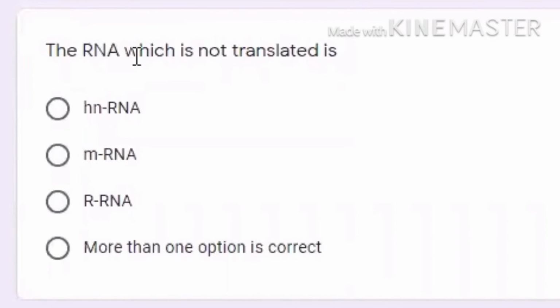Now see the next question: the RNA which is not translated. We have already discussed that there are many types of RNAs. There is ribosomal RNA, transfer RNA, hnRNA which is processed to form messenger RNA, snRNA, small nuclear RNA, scRNA, but translation is done only of messenger RNA. Is it clear, class? Translation is done only of messenger RNA and the remaining RNAs are not translated. So I hope you can now solve it directly; the answer will be the fourth option.